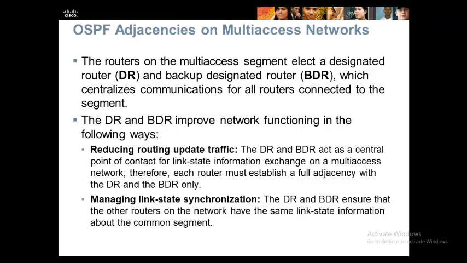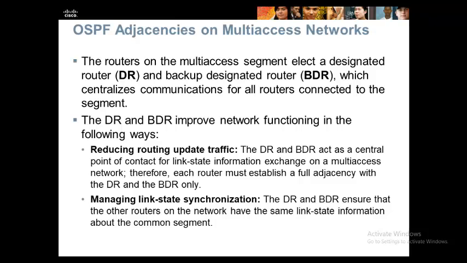Now the full mesh is only formed with the DR and BDR. Between the two other routers, there will be only a two-way state. So whenever we have a multi-access segment, meaning a LAN with more than one router as a neighbor, definitely there is going to be a DR-BDR. That is good, so that there will not be duplication of updates.